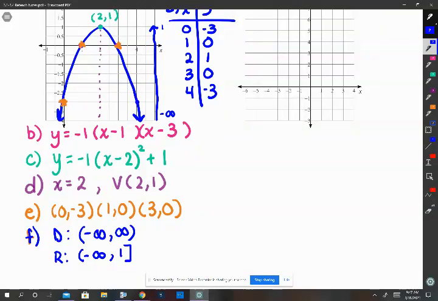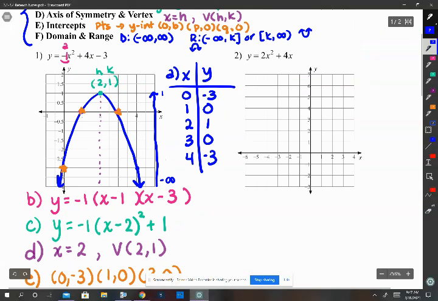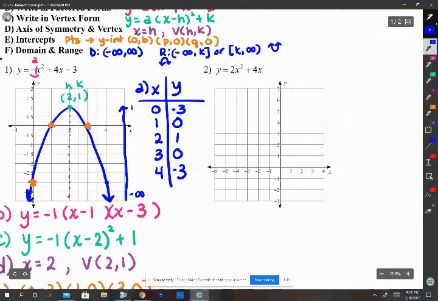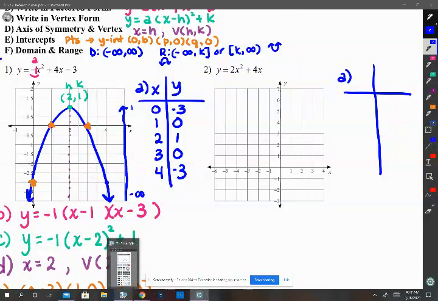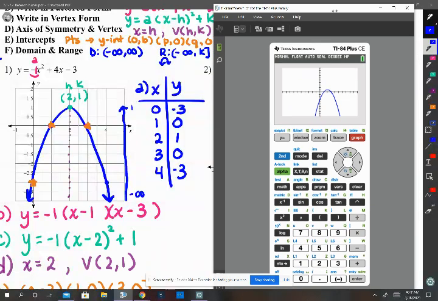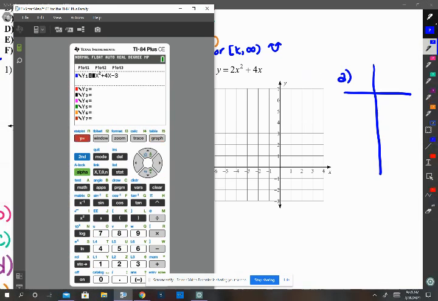Notice how nice that is if we can use the graphing calculator. It makes our life so much easier. So we're going to do the same thing with number 2. Again, our first step is to use our calculator and put our value in. So again, we're going to go to y equals, clear that out and put the new equation in, which is 2x squared plus 4x, and we're going to graph.